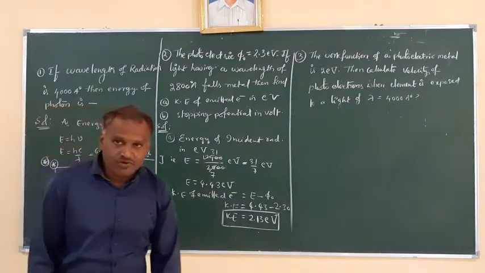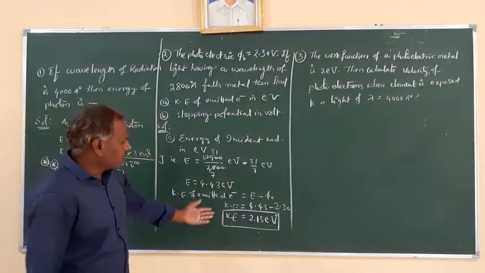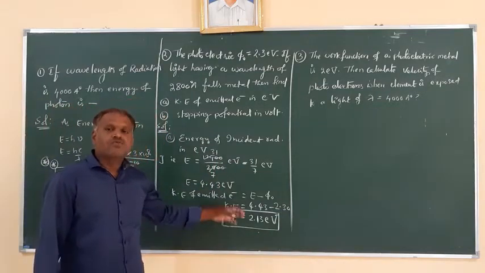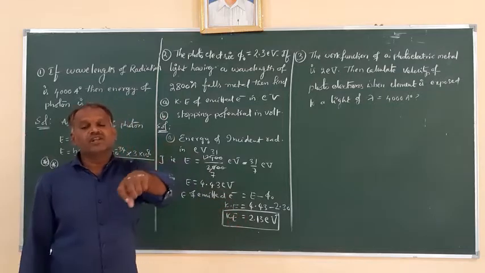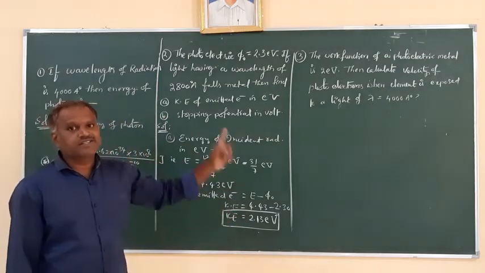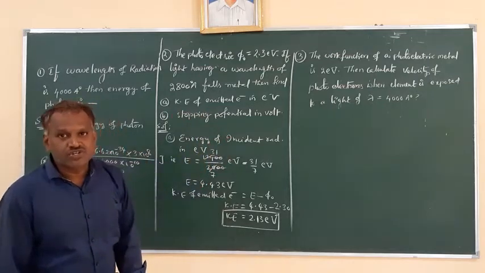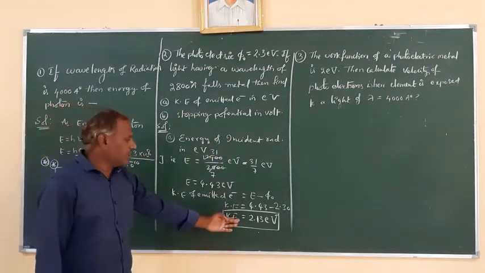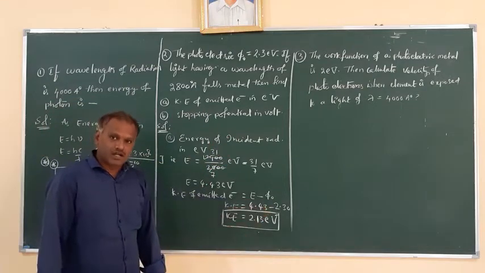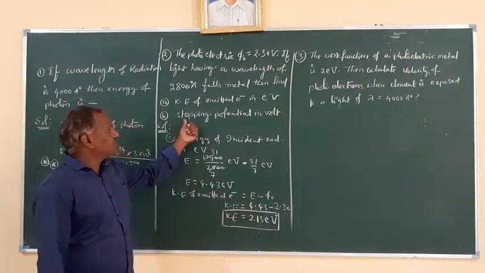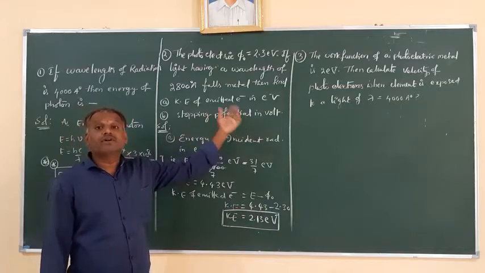The kinetic energy of emitted electrons is given by this value. First we calculated the incident energy in electron volts, and the work function was already given. From that you subtract and get the kinetic energy of emitted electrons, which is 2.13 electron volts. Now the second part asks what is the stopping potential of that metal in volts.